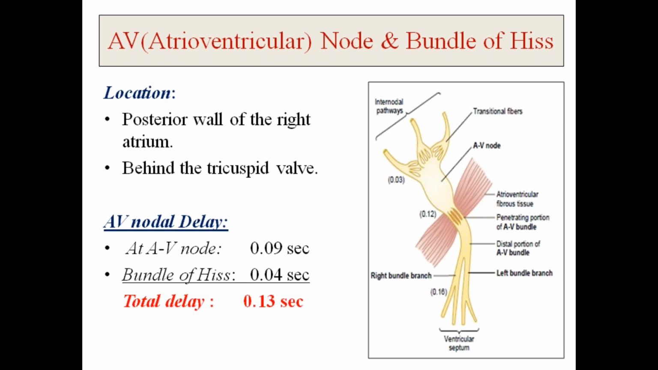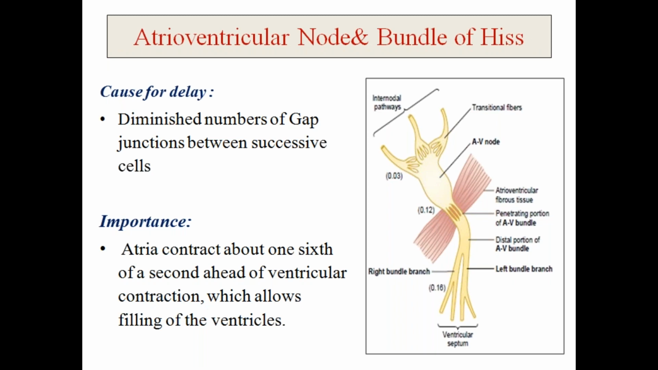For that, we need the repolarization, which is coming from atria to ventricle, to be somewhat slow. So that first there should be depolarization or contraction of atria, then there should be depolarization and contraction of ventricle. So this is the purpose of AV nodal delay. You know why this delay is happening?